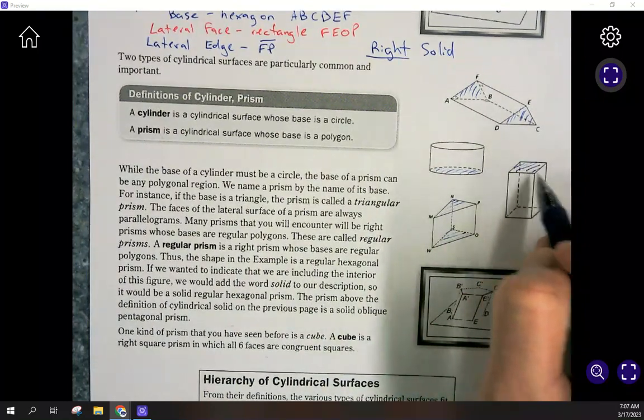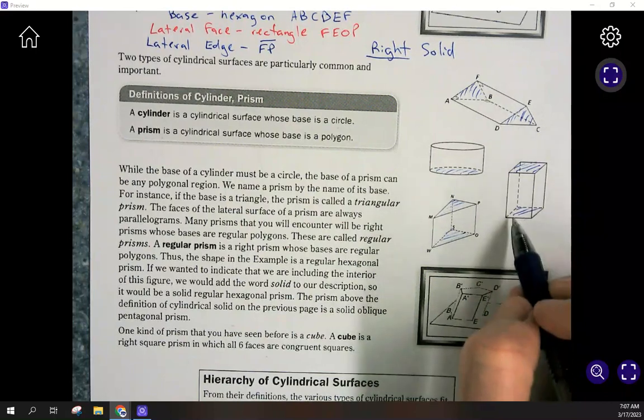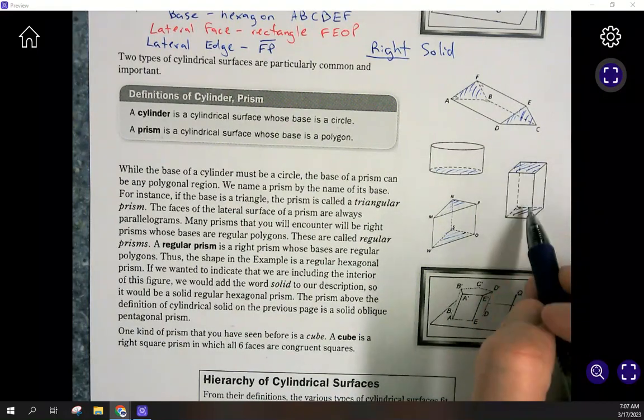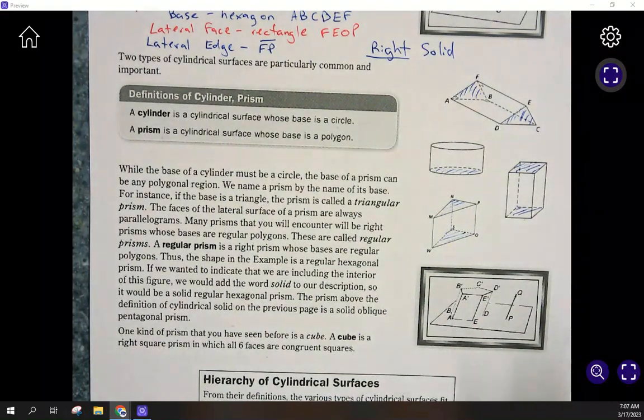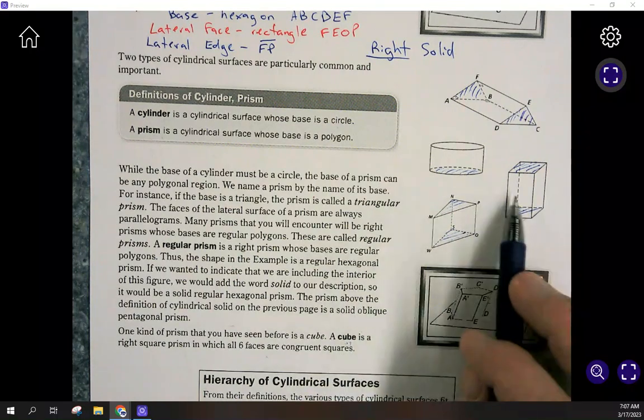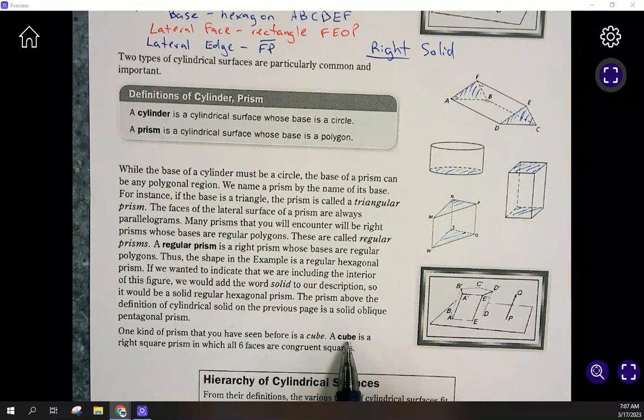But you can also have a rectangular prism, again named by its bases. And then jumping forward, if all the sides are squares, then we would call that a cube. So it's a very specific type of rectangular prism because all the sides are rectangles, but specifically if all the sides are squares and they're all even, then we call that a cube.